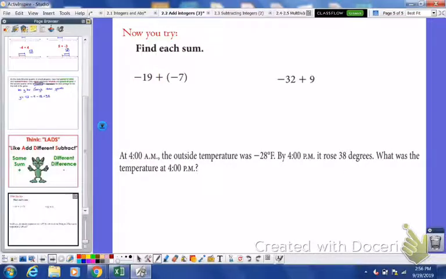And then last up, we have a quick word problem for you. At 4 a.m., the outside temperature was a negative 28 degrees Fahrenheit. By 4 p.m., it rose 38 degrees. What was the temperature at 4 p.m.? So try those 3 problems. Pause the video until you have them done, and then we are done with section 2.